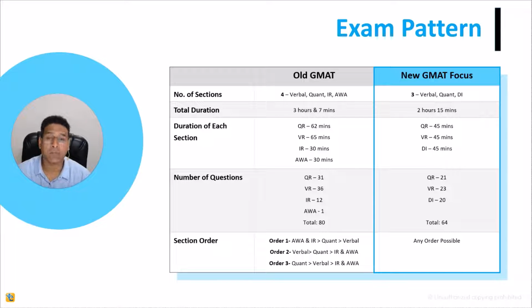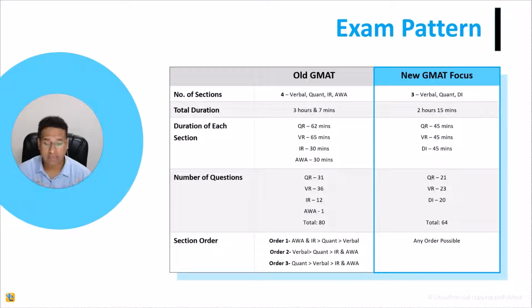These have been replaced by a brand new data insights section with 20 questions only. This means that there has been almost a 20% reduction in the total number of questions. Clearly, the new GMAT Focus Edition is a shorter and leaner version of the older GMAT.